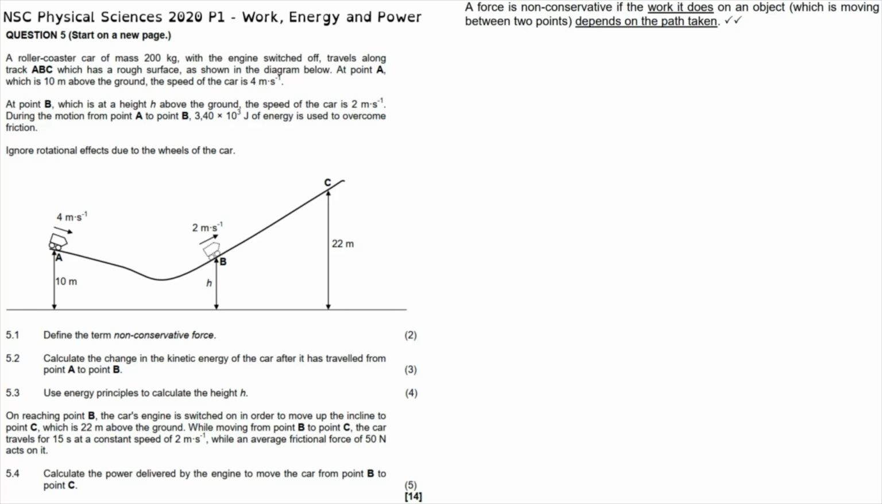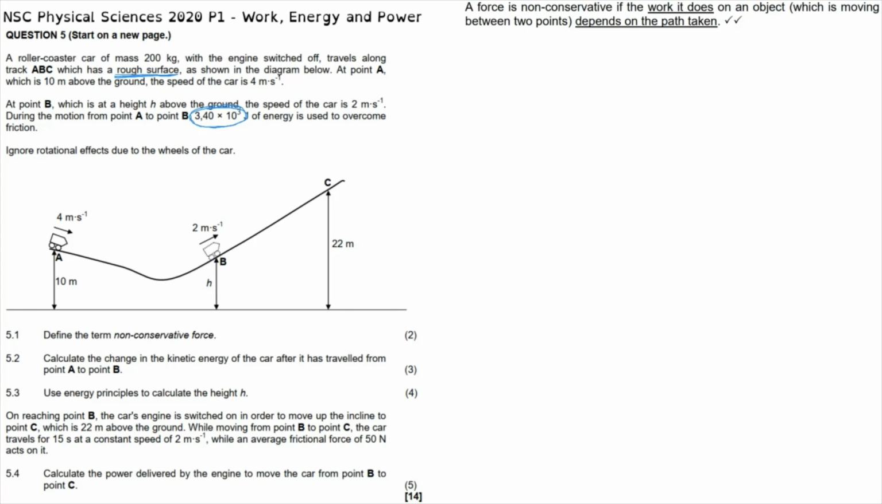And so we start here by noticing that they tell us that this track has a rough surface, and then they emphasize that again by telling us that there's a certain amount of energy used to overcome friction, which basically means that there's energy being lost, which means that the energy in the system is not conserved.